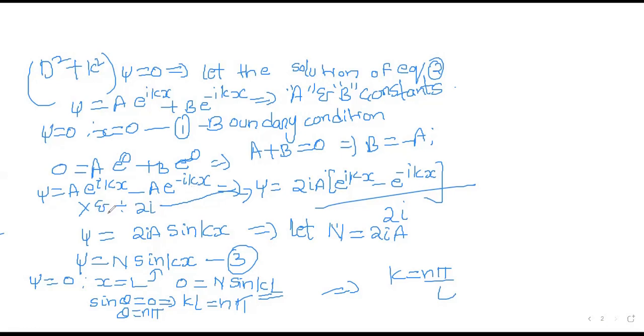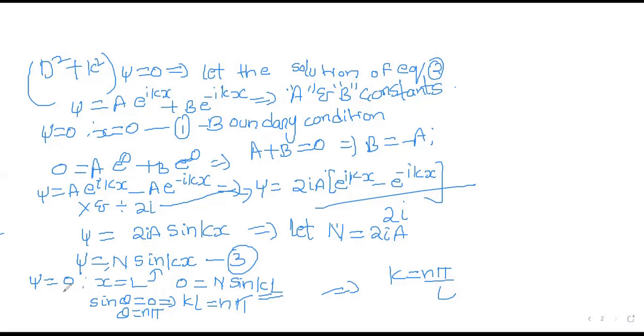We multiply and divide by 2i, so psi is equal to 2ia times e to the power of ikx minus e to the power of minus ikx by 2i. Why are we doing so? Because it is in the form of a sine function; sine x can be written as e to the power of ix minus e to the power of minus ix by 2i, which you studied in intermediate. So psi is equal to 2ia sine kx. Let 2ia be N, so psi is equal to N sine kx. This is equation number 3.